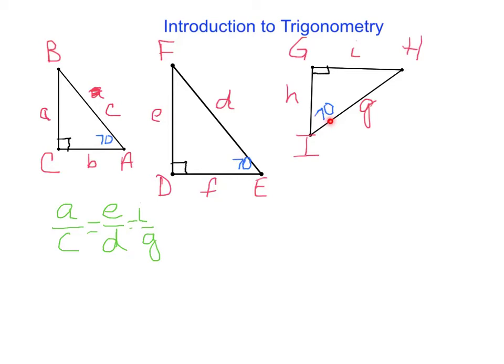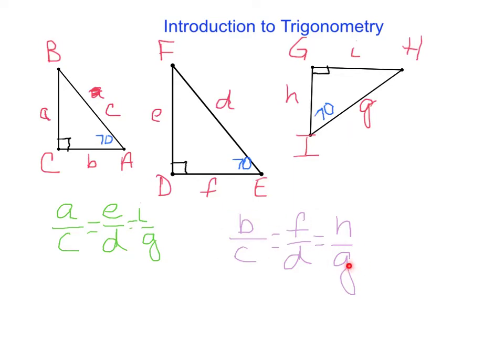I can write similar proportions with B over C, F over D, and H over G. Again, for all of these, if I'm at 70, I have the side next to it and the hypotenuse, the side next to it and the hypotenuse, the side next to it and the hypotenuse. All these numerators are the side next to the 70, and this is the hypotenuse.